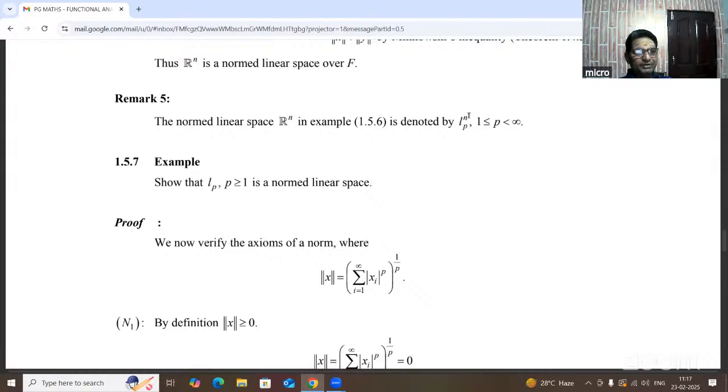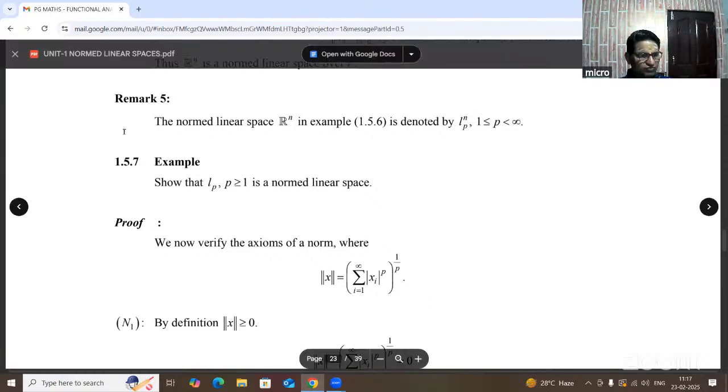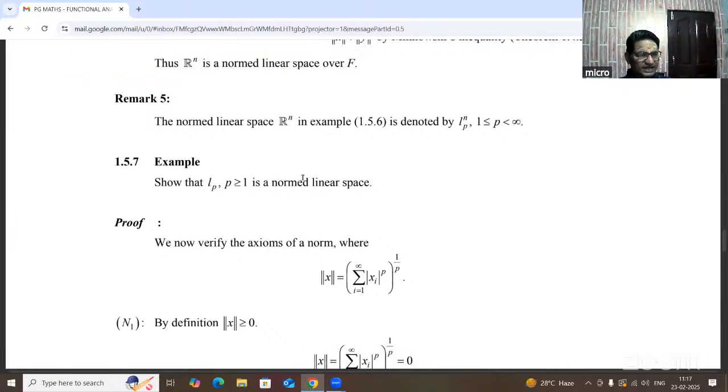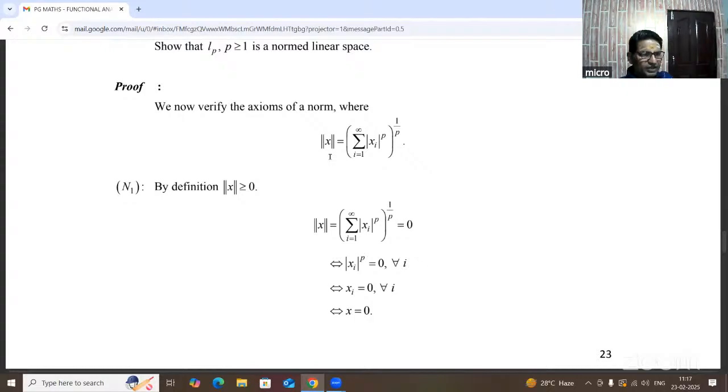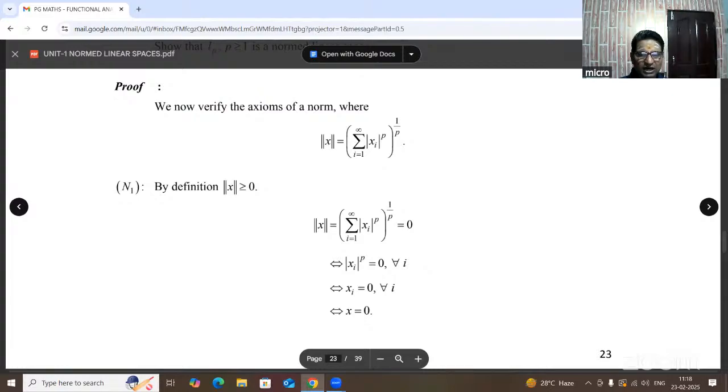So the LP n-dimensional normal linear space is also one of the questions given in the examination. Just you have to see and refer 1.5.7. So LP, here P is greater than or equal to 1. That is a normal linear space. Okay. Now verifying the axioms of norm. Axioms means properties, laws, postulates, conditions. There are all similar names for the axioms.